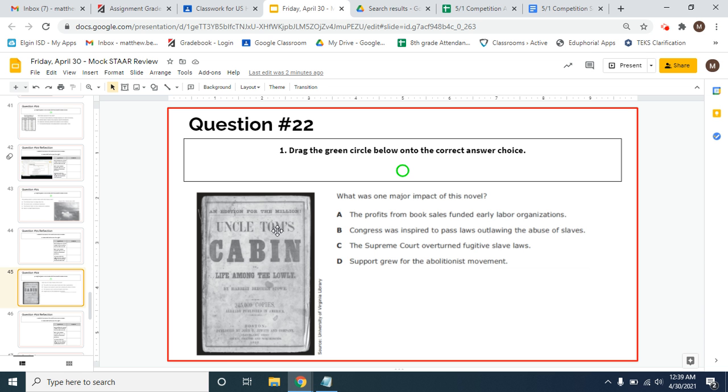Because remember, Uncle Tom's Cabin was a book about slavery that was very popular with white Northerners. So we're talking about people who never really knew what slavery was like. Maybe they said slavery was bad, but they didn't really know how bad it was until they read this book and then became very convinced that slavery was something that ought to be ended, right? It's something that ought to be abolished.